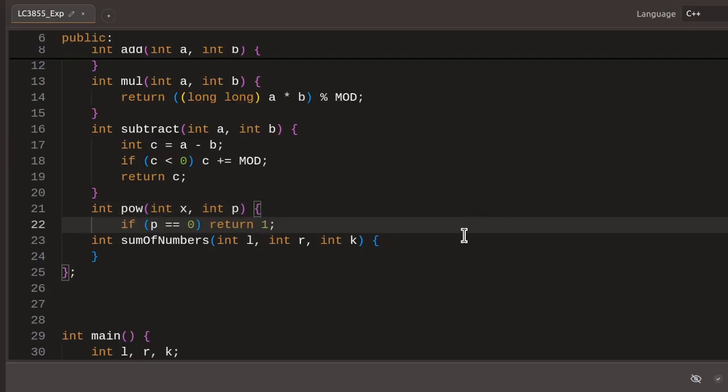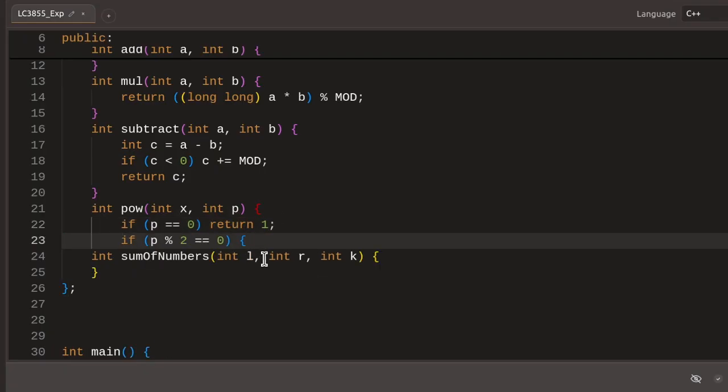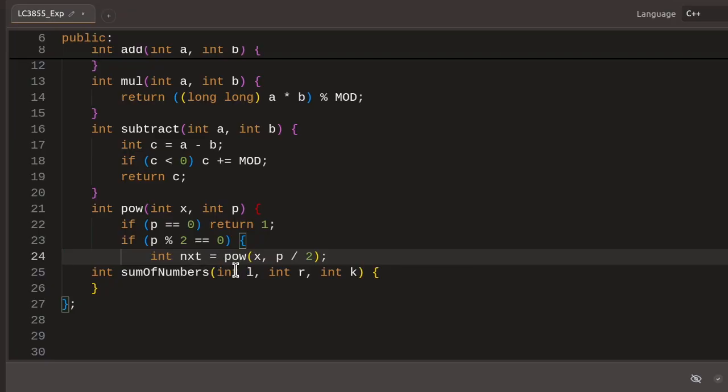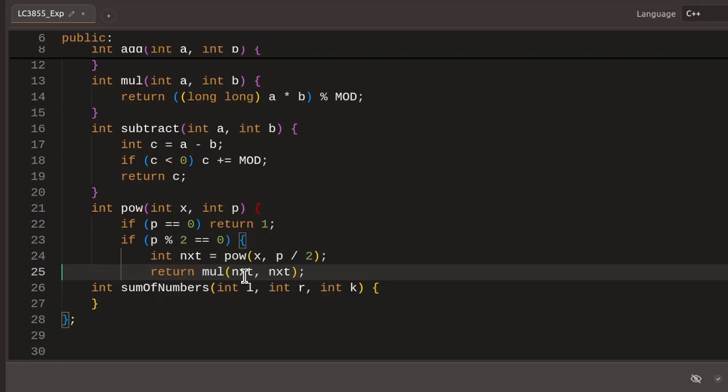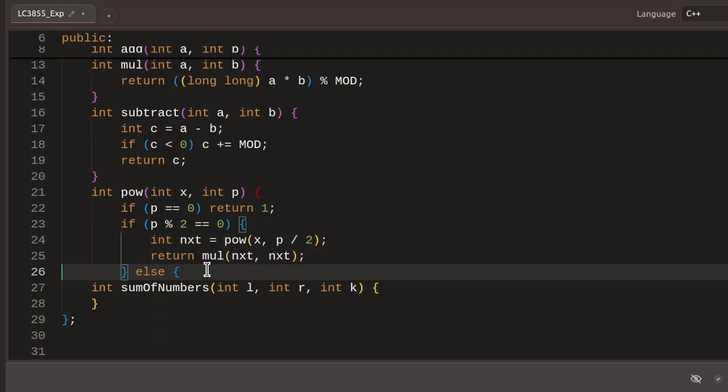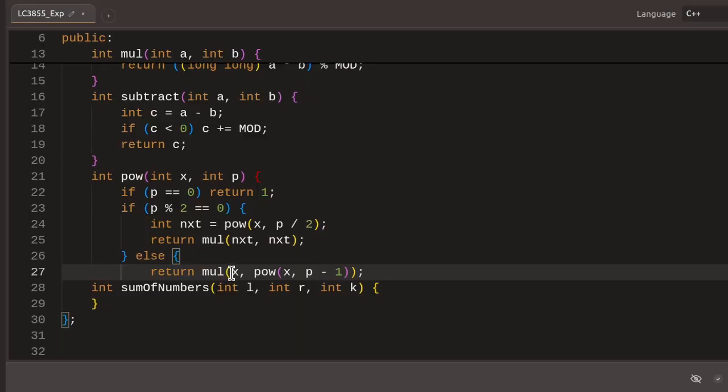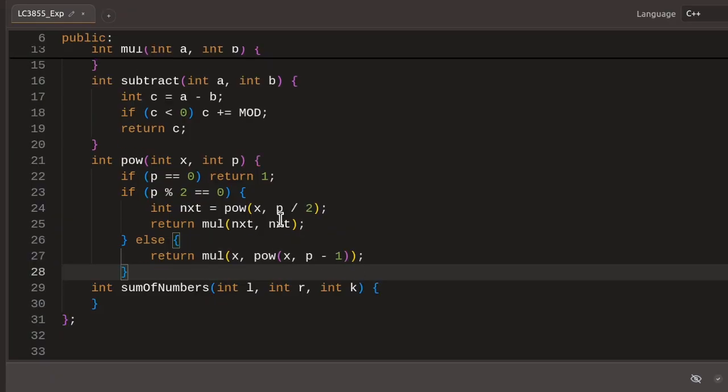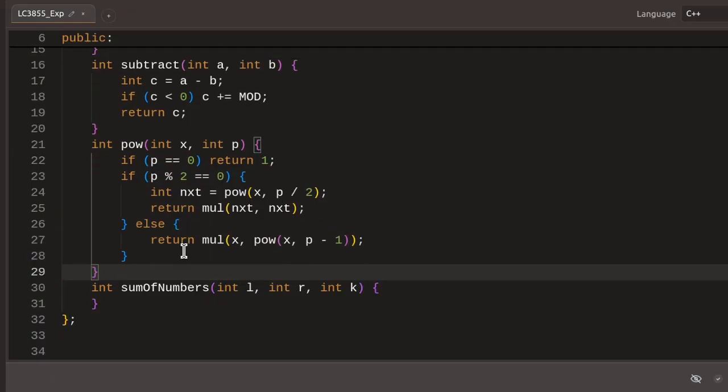If it is 0, anything to the power of 0 is 1, so that's the base case. Otherwise, if it is an even number, we're just going to reuse x to the power of p divided by 2, and then multiply itself. So it's basically the same as x to the power of p. Otherwise, if it is an odd number, I will just do x times x to the power of p minus 1. And that's it. That's how we can calculate the power function in logarithmic time.